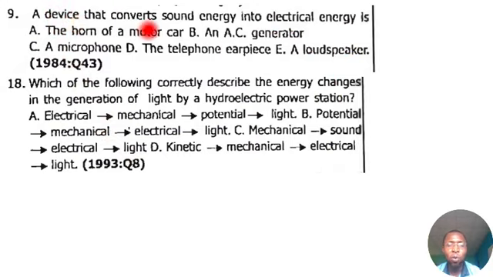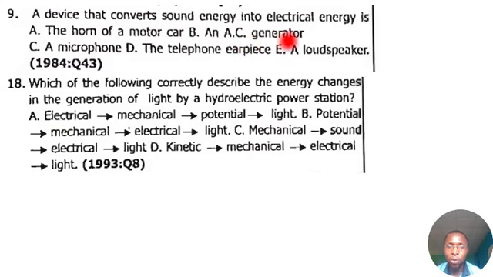Here, it says a device that converts sound energy into electrical energy is what? A, the horn of a motor car. The horn of a motor car is not converting sound energy to electrical energy. Rather, it's converting electrical energy to sound, because when you press the device on, electricity is supplied to it, and then you hear the sound. So the horn of a motor car converts electrical energy to sound energy and not the other way around. So that is not correct.